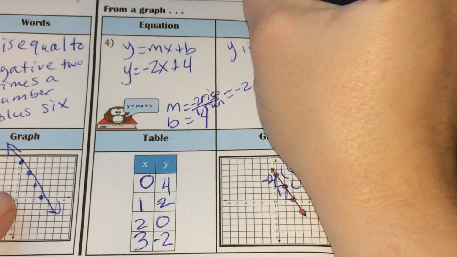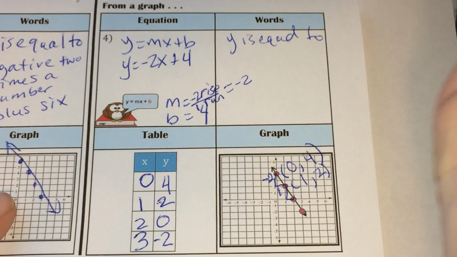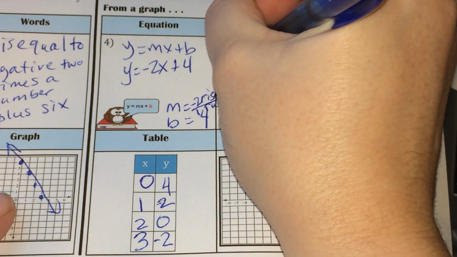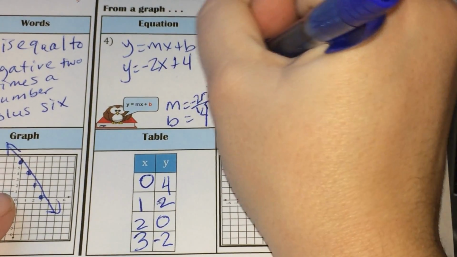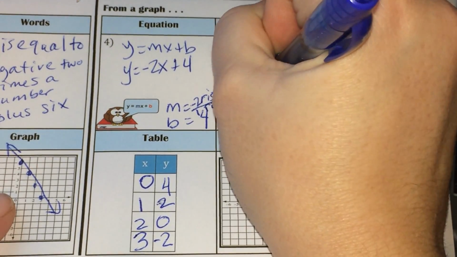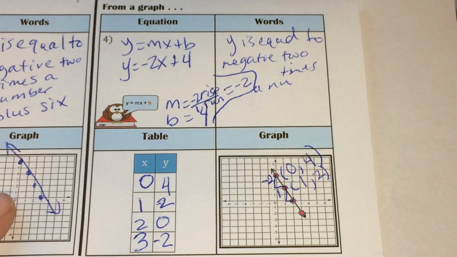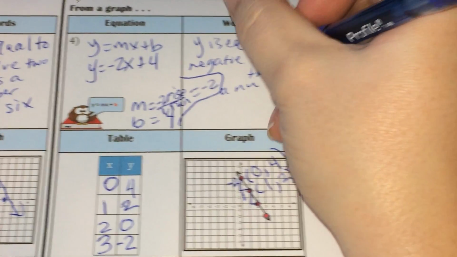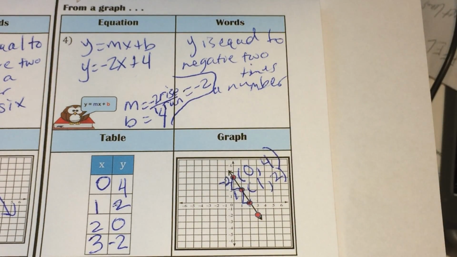Last one, we need to write it as words. Super easy. Y is equal to -2 times a number. Let's separate that out. A number plus 4.